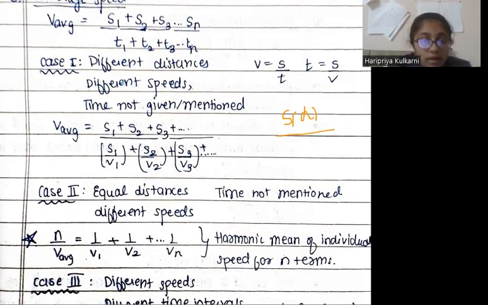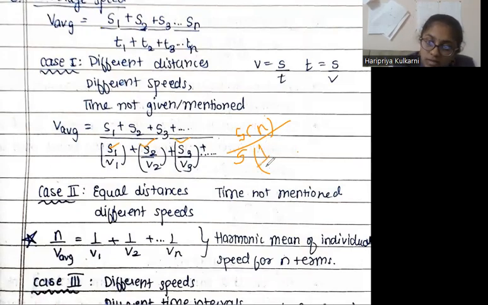And below, what will it become? It would be s by v1 plus s by v2, similarly, right? So when we take the LCM, we will take s common from both numerator as well as denominator. In the numerator we already have s into n. In the denominator, we'll take s common because all the s are the same. So what I'll get is 1 by v1 plus 1 by v2, considering two terms.